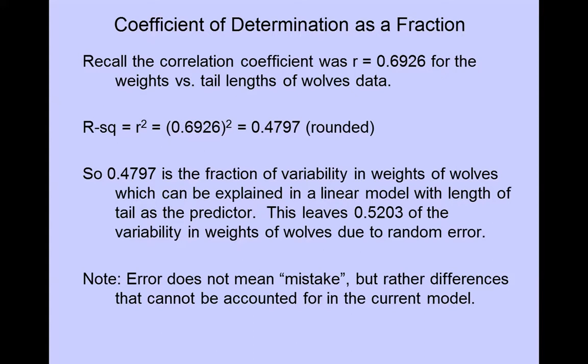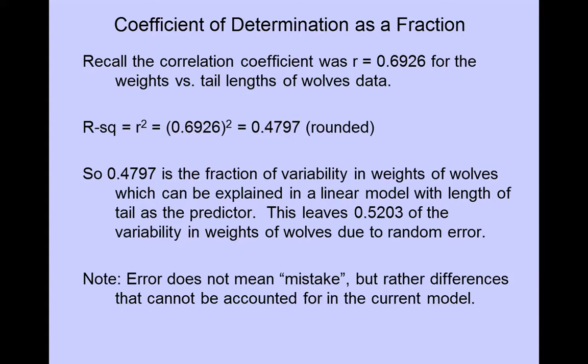So for our example, the correlation coefficient was 0.6926, and you can go back to the first output from StatCrunch and look at the R value, the correlation coefficient, and then the R squared value to match these numbers up. But 0.6926, rounded to 4 digits, was the correlation for the weights versus tail lengths of wolves data. If I square it, I get 0.4797 when I round it to 4 digits.